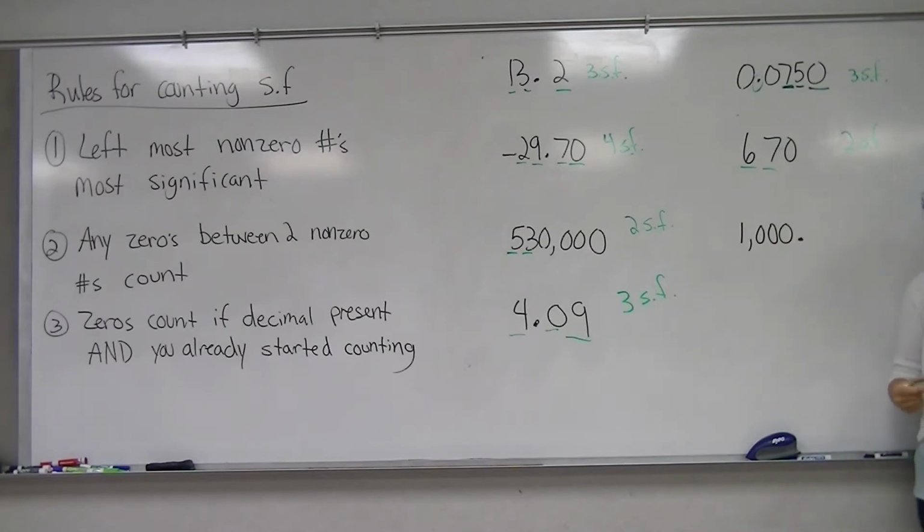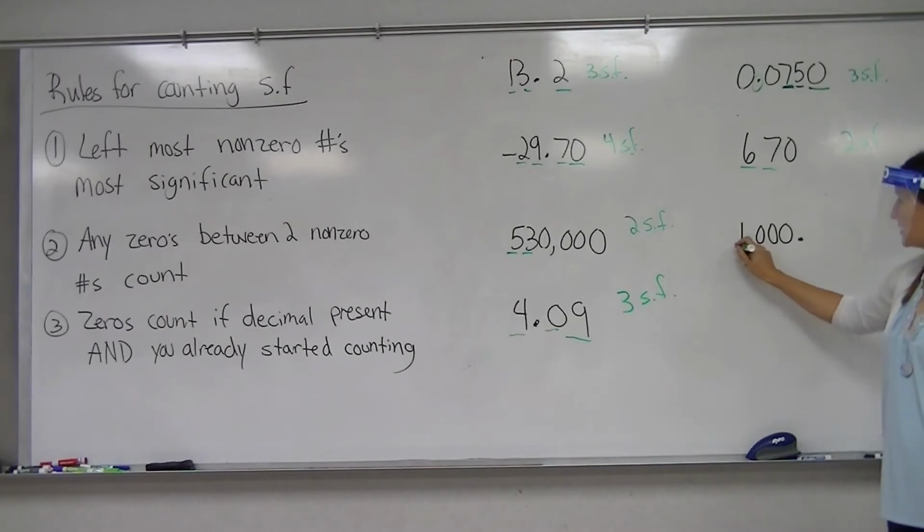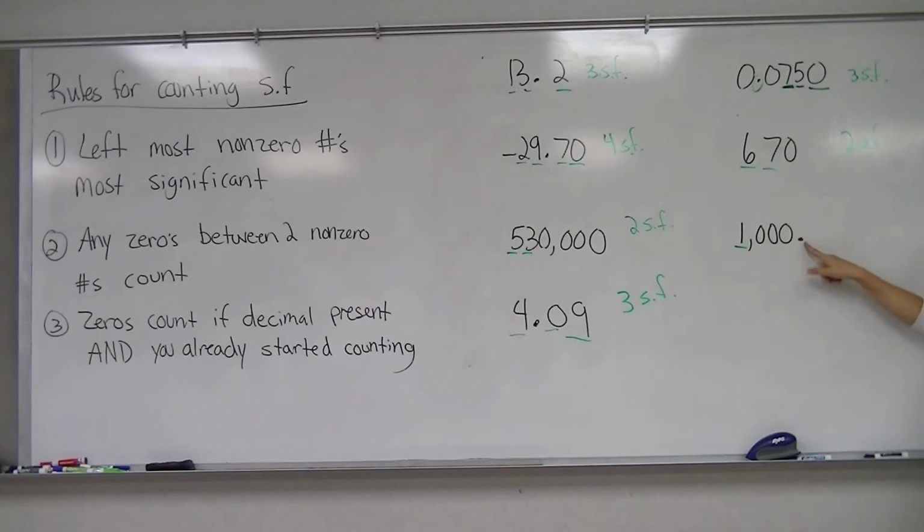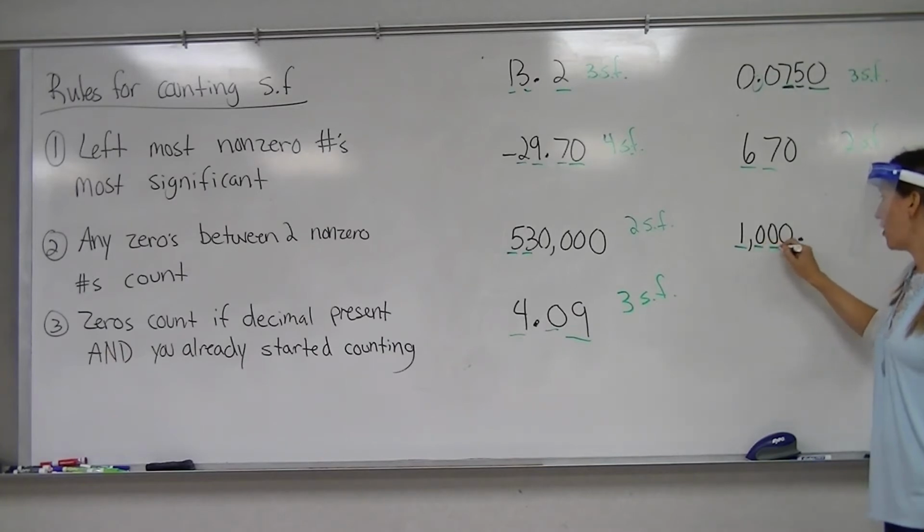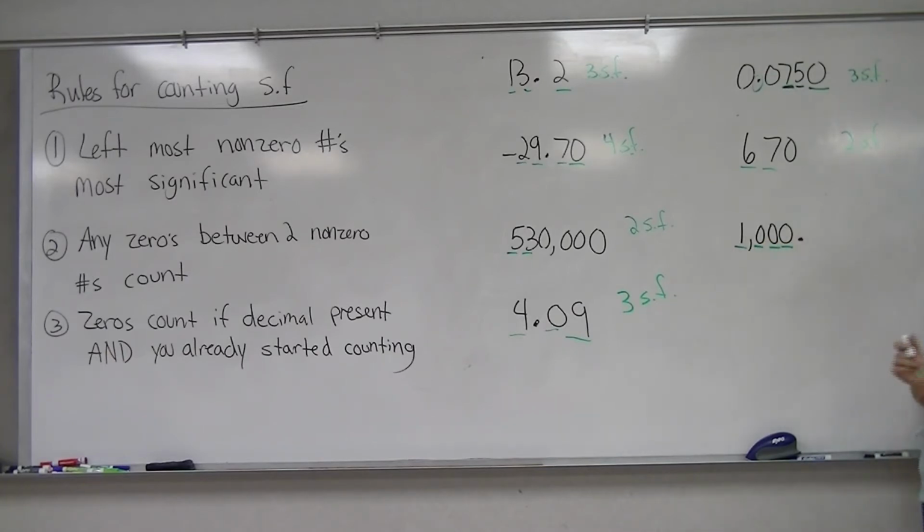So in this case, for 1,000, the 1 counts, that's where we start counting. And this time, there is a decimal present at the end of the number. And the reason that decimal is there, because whoever wrote this number came up with this figure, whether it's a data point or whatever, they put it there to tell you those zeros matter, don't forget them. They are significant. So because of that decimal, all the zeros after that 1 are going to matter. So we have 1, 2, 3, 4 total significant figures in this number.